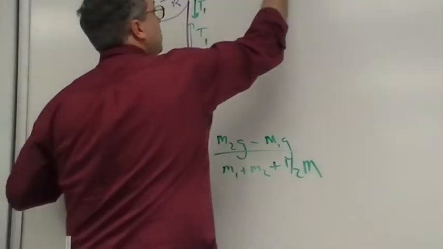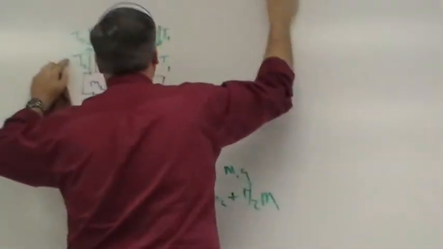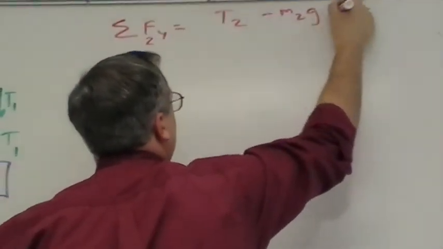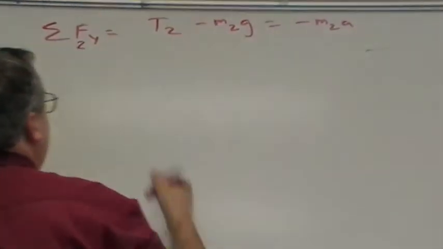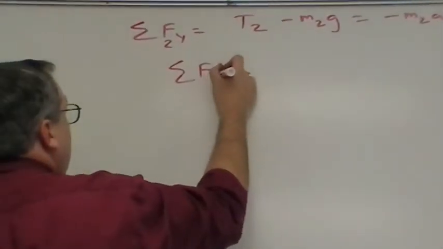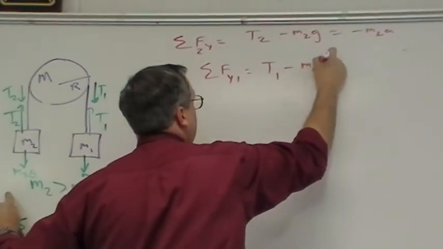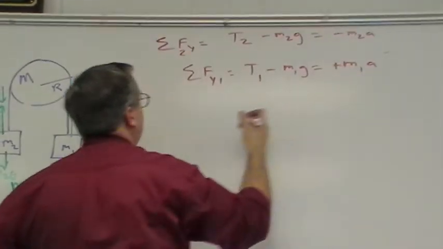So, summing forces. For mass 2, T2 up, M2G down, and M2 will be going down. Summing forces in the Y for mass 1, T1 up minus M1G down, and M1 would be accelerating up.